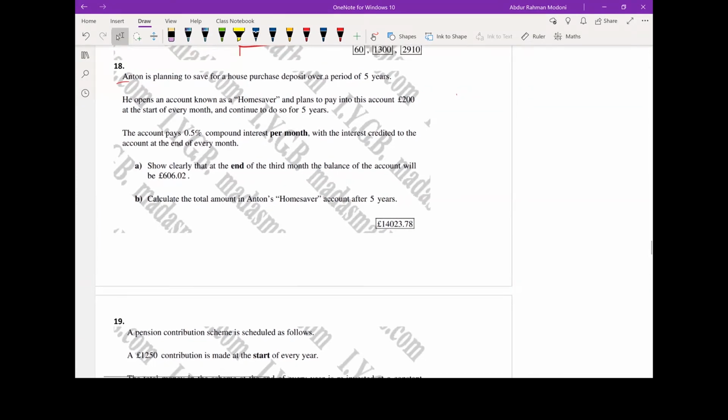So Anton is planning to save for a house purchase over a period of 5 years. Okay, he opens an account and plans to pay into this account £200 at the start of every month and continue to do so for 5 years.